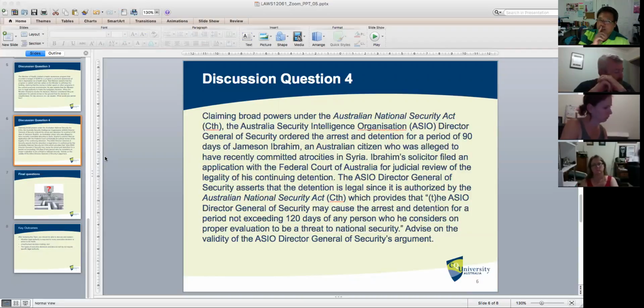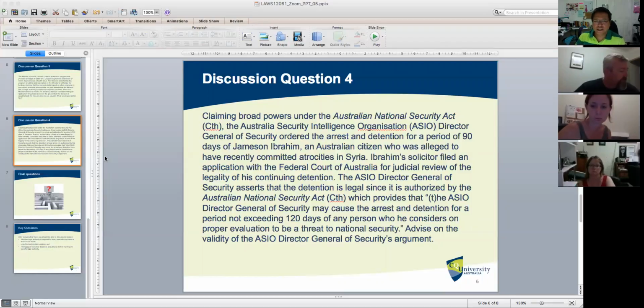So I'm just going to go through discussion question 4 so that we don't end up being too much off topic. Claiming broad powers under the Australian National Security Act, Commonwealth, the Australian Security Intelligence Organization Director General of Security ordered the arrest and detention for a period of 90 days of Jameson Ibrahim, an Australian citizen who was alleged to have recently committed atrocities in Syria. Ibrahim's solicitor filed an application with the Federal Court of Australia for judicial review of the legality of his continuing detention.